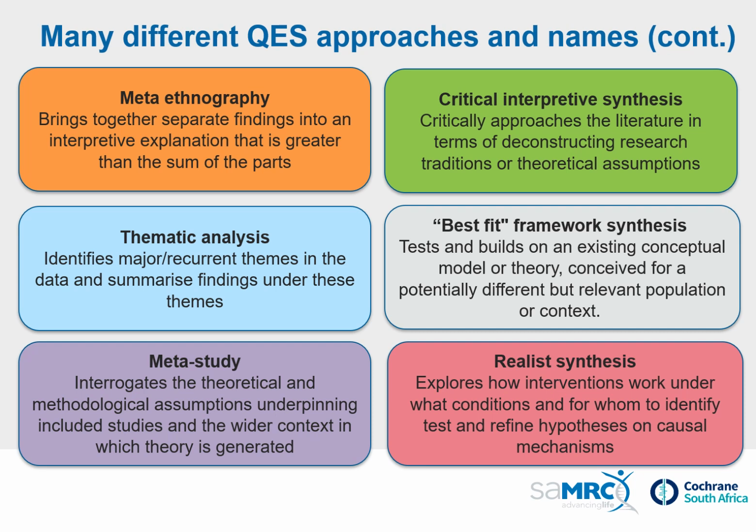We have an approach called best fit framework synthesis, and this is about testing and building on an existing conceptual model or theory conceived for a potentially different but relevant population or context. We have another approach called meta-study. This can be seen as quite similar to critical interpretive synthesis, and here it's also about problematizing the literature. So it interrogates the theoretical and methodological assumptions underpinning included studies and the wider context in which theory is generated.